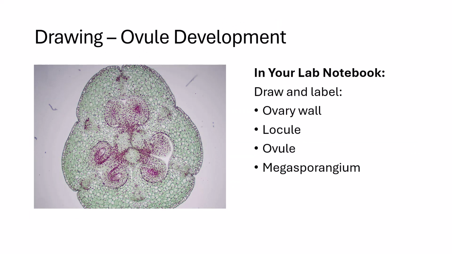Now create a label drawing in your lab notebook. Draw the ovary wall and the locule for context. Then draw one ovule in detail. Label the ovary wall, locule, ovule, and megasporangium. This is not just about labeling, it's about understanding structural organization. Pause the video while you complete your drawing.